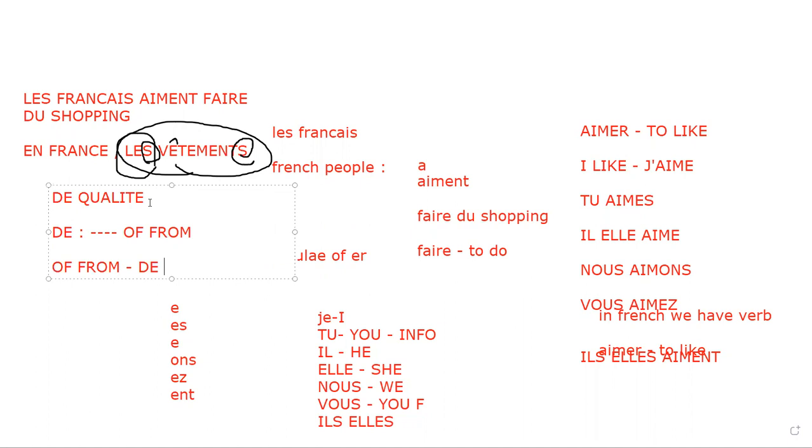In French, the clothing qualities. Les vêtements de qualité sont très, repeat after me. Now, pen down please. En France, les vêtements de qualité. Vêtements. Clothing. On this E we have a circumflex, a chapeau. Les vêtements de qualité sont très chers.